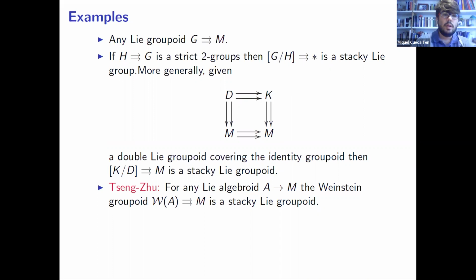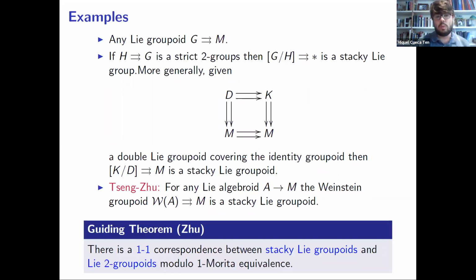And the last example that I want to give, and also explain why the base of the Stacky Lie groupoid is a manifold, is this guiding theorem proved by Chen Chang that states that there is a one-to-one correspondence between Stacky Lie groupoids and Lie 2-groupoids modulo Morita equivalence. Lie 2-groupoids here are thought of as simplicial manifolds satisfying a Kan condition up to level 2. So this is the usual definition for Lie 2-groupoids. And in order to have this equivalence, it's crucial that the base is a manifold, not an arbitrary differentiable stack.